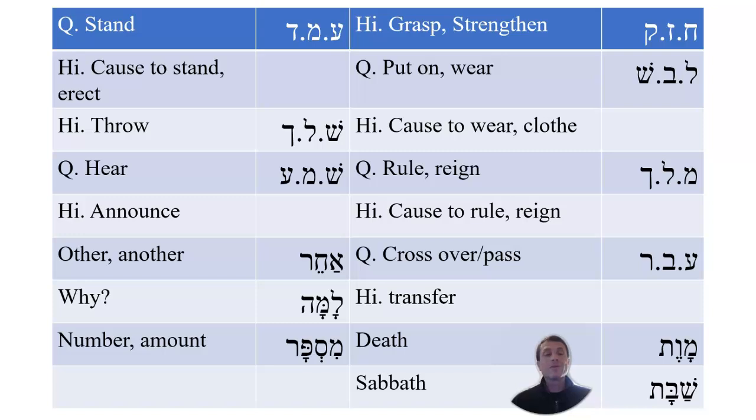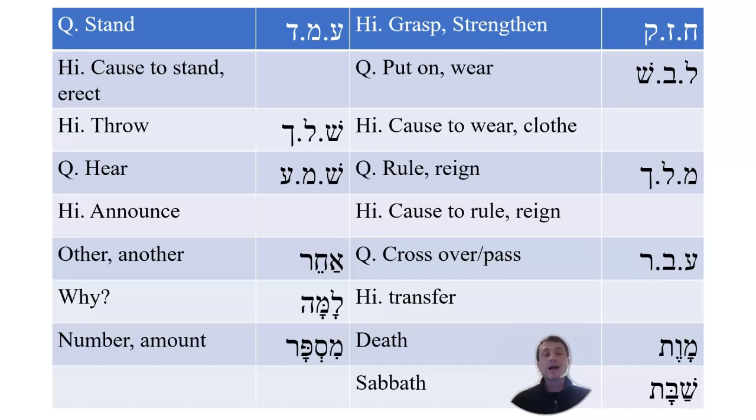Mavet, the noun, means death. And then at the very bottom, we have the noun Shabbat, which is the word Sabbath, which is really just a transliteration of the Hebrew. In the upper left, we have the verb, as you know, in the kal stem, amad means to stand. In the hifil, it means to cause to stand or to erect, to set up.